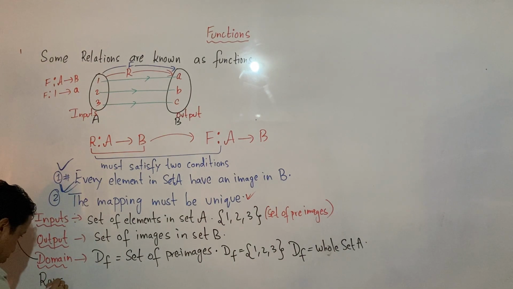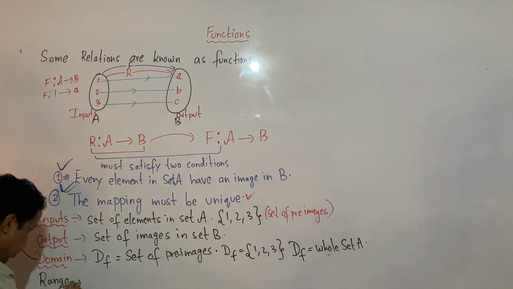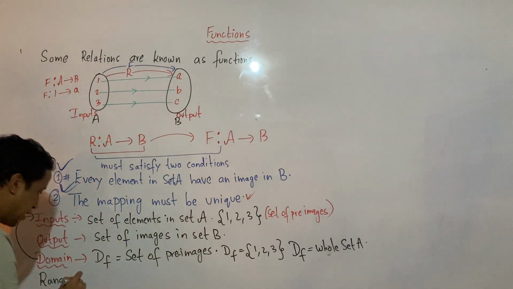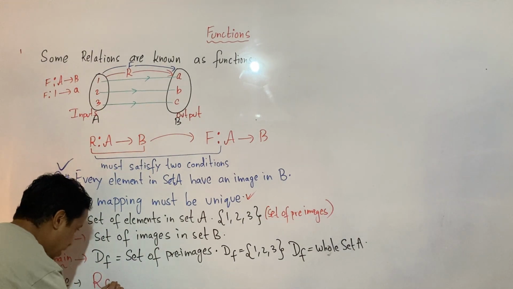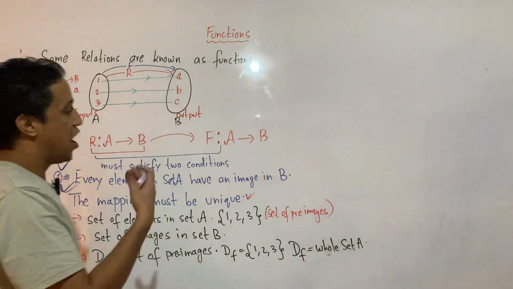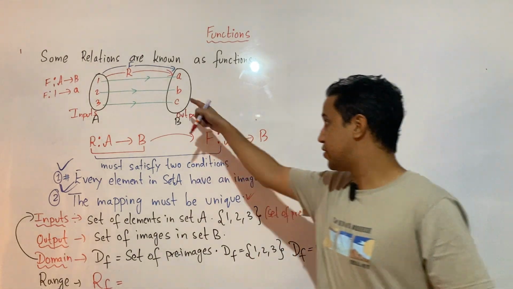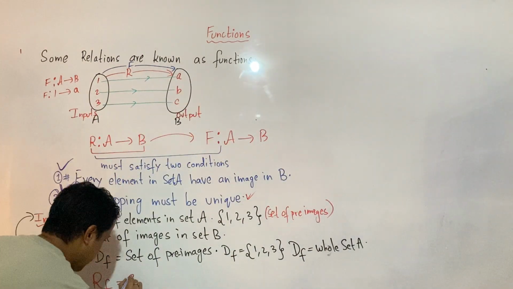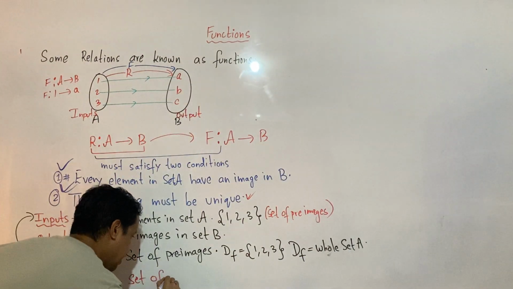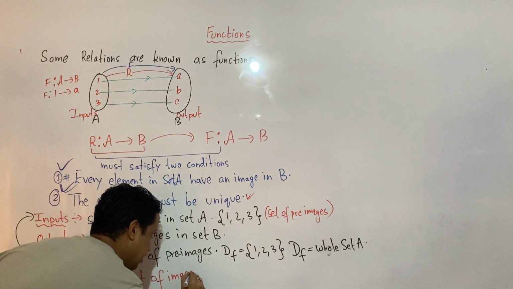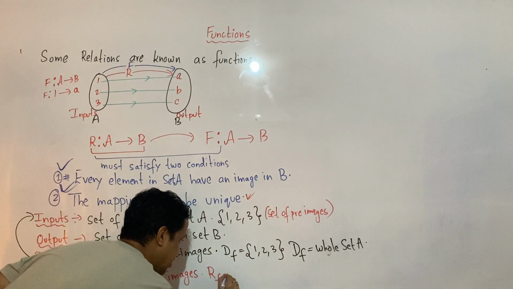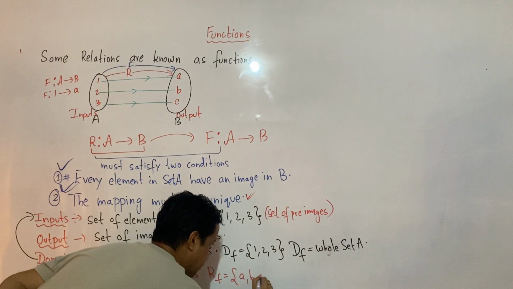Now come to your range. What is range? Range is represented by Rf, and range is the set of images. Here, your range is A, B, C.